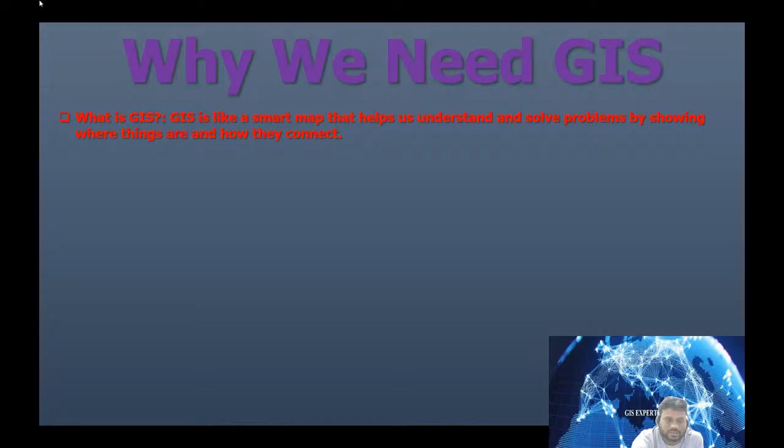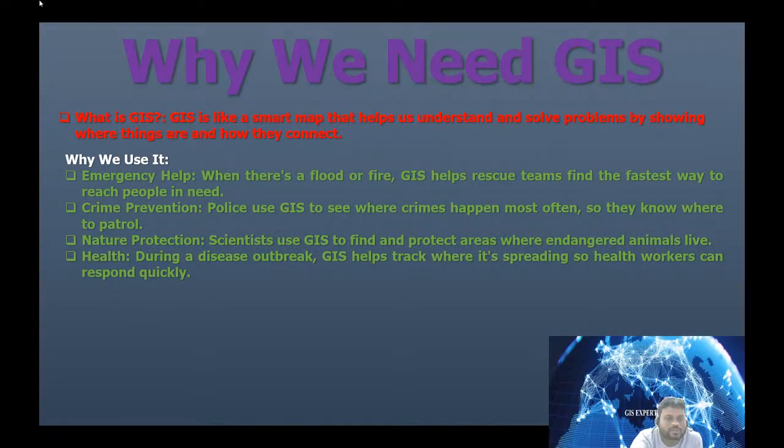So we have read the previous slides. What is GIS? Actual GIS is like a smart map that helps us understand and solve problems by showing where things are and how they connect. This is simple. Why do we use it? Emergency help: when there is a flood or fire, GIS helps rescuers find the fastest way to reach people in need. And it's also used in crime prevention.